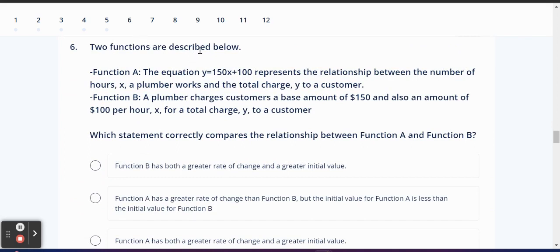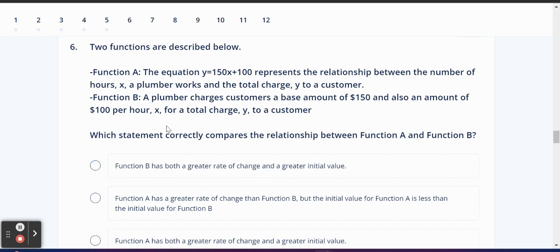Number 6, two functions are described below. Function A, the equation y equals 150x plus 100 represents the relationship between the number of hours x a plumber works and the total charge y to a customer. All right. Function B, a plumber charges customers a base amount of $150 and also an amount of $100 per hour for a total charge y to a customer. Which statement correctly compares the relationship between function A to function B? So first choice is function B has both a greater rate of change and a greater initial value.